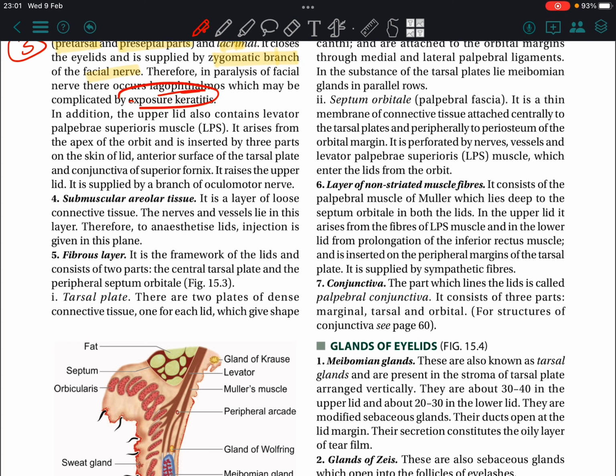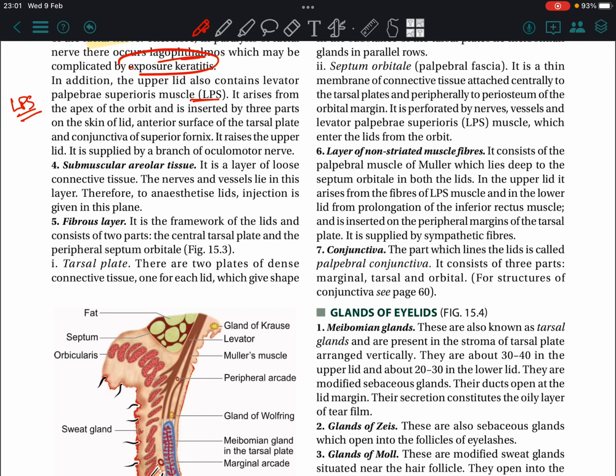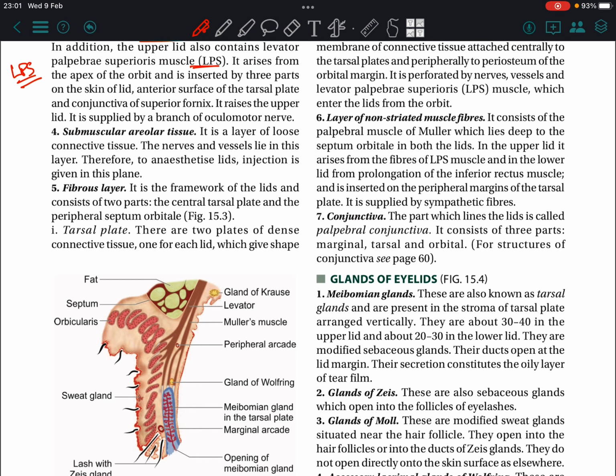In addition, the upper lid also contains the levator palpebrae superioris muscle, LPS. It is another muscle present. It arises from the apex of the orbit and is inserted by 3 parts: the skin of the lid, the anterior surface of the tarsal plate, and the conjunctiva of the superior fornix.